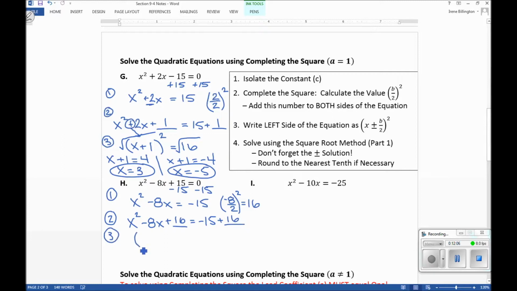Step 3, we're creating our binomial square on the left side. We start with the x variable. Our sign comes from our b value. And the second term is b, which is -8, divided by 2, which would be -4.